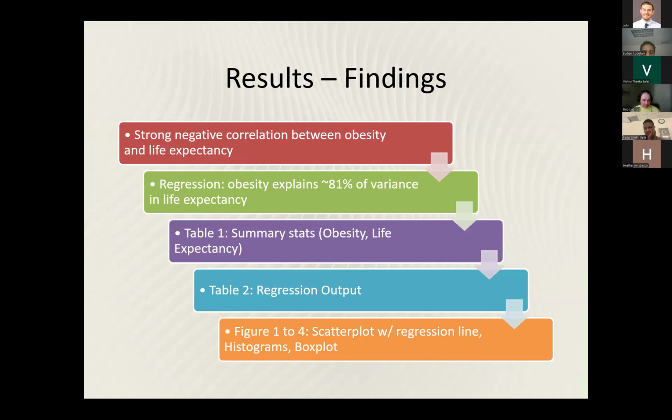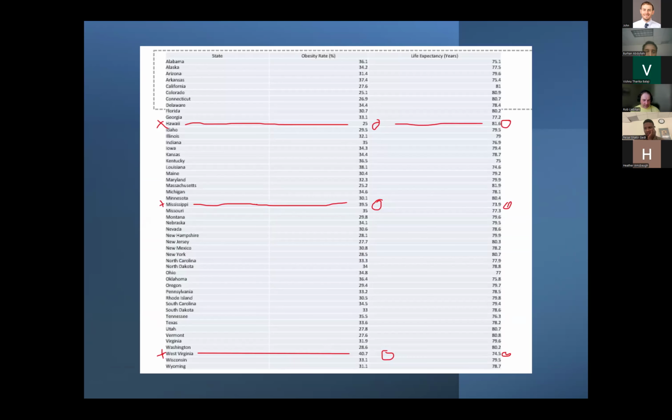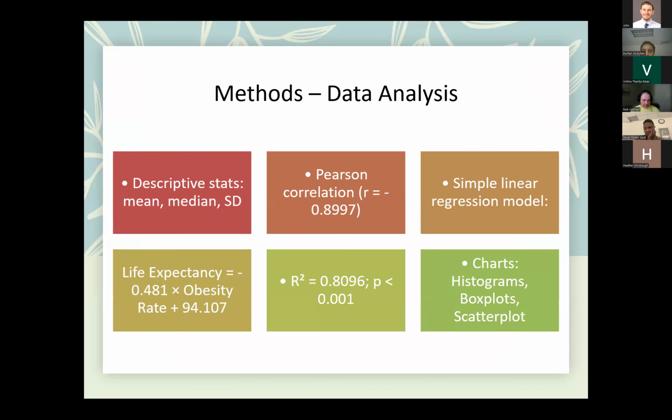Also, Hawaii had a lower obesity rate and longer life expectancy. We can see this one in our table, where Hawaii has a 25% obesity rate and 81.6 years in life expectancy, which makes it the state with low obesity and long life expectancy among the 50 states.